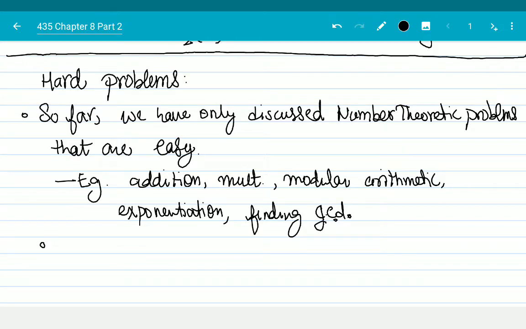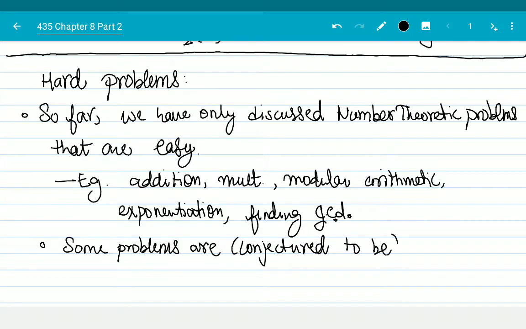So now let us look at some problems that are conjectured to be hard. What does it mean to be conjectured to be hard? Addition, multiplication, all of these things can be done in more or less polynomial time. Problems that cannot be done in polynomial time, that need exponential time, are what we call hard problems.